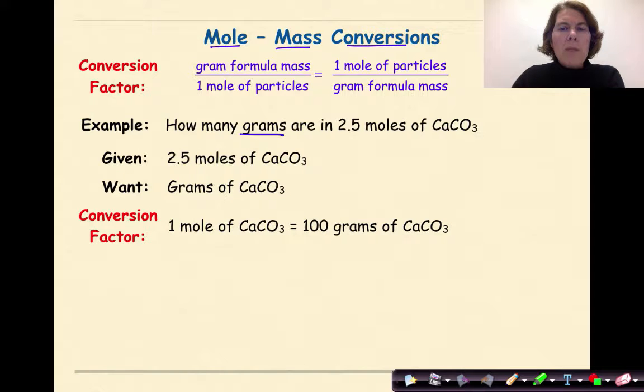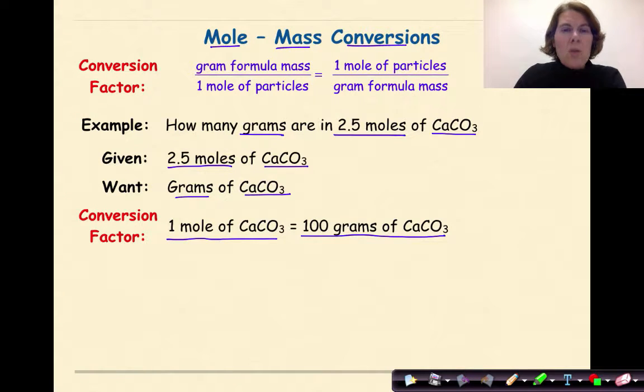How many grams are in 2.5 moles of calcium carbonate? Our given is 2.5 moles of calcium carbonate, and what we want is grams of calcium carbonate, and we know that grams is associated with mass. Our conversion factor, because I'm nice on this one, is 1 mole of calcium carbonate is equal to 100 grams of calcium carbonate, because that is the gram formula mass of calcium carbonate.